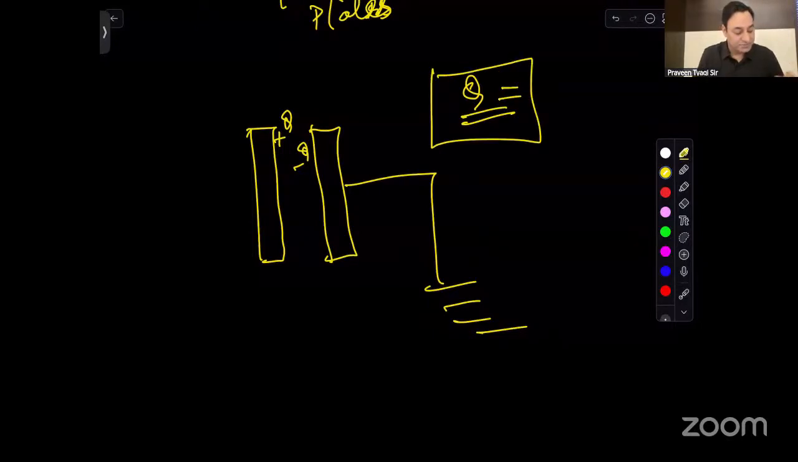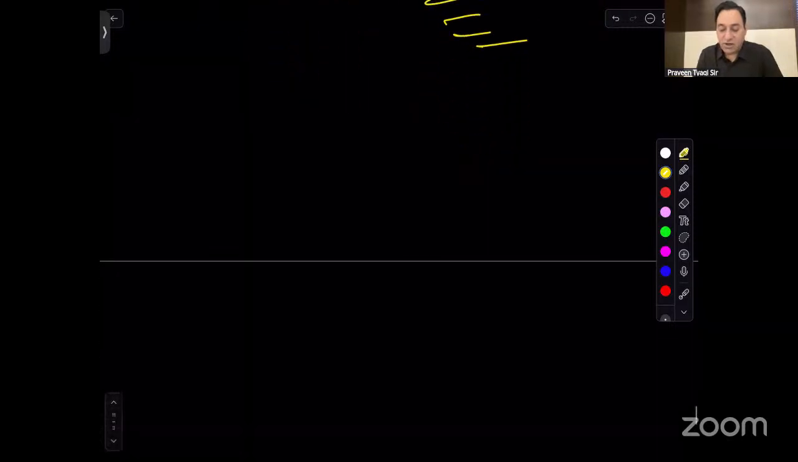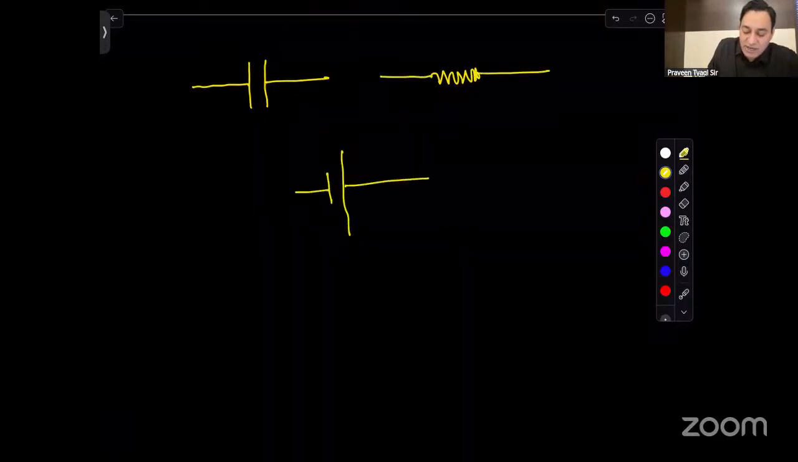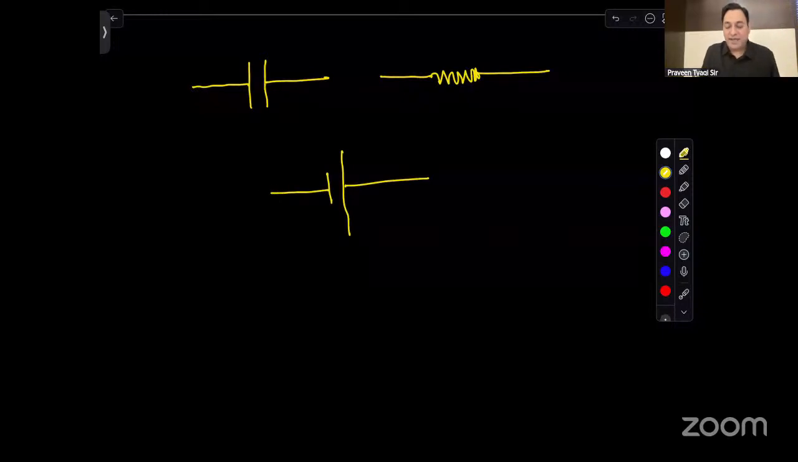Now coming to circuit symbols, any capacitor is denoted by this symbol. A resistor is denoted by this symbol. A battery is denoted by this symbol. And all of you should know that in a battery, this is the positive terminal, this is the negative terminal. Suppose I say this battery is a 20-volt battery.